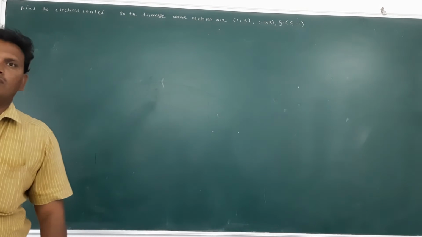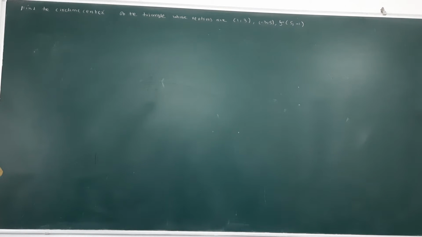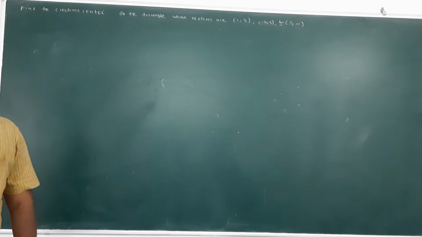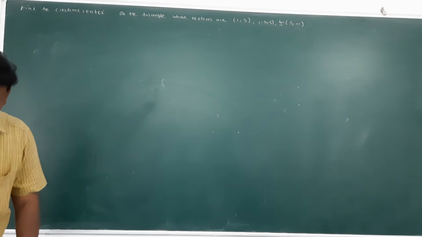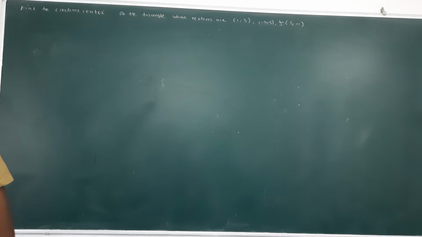Everybody, already we discussed the geometry part of straight lines. What is the general equation of the straight line? Ax plus by plus c is equal to 0. A first degree equation in x and y is called a straight line.